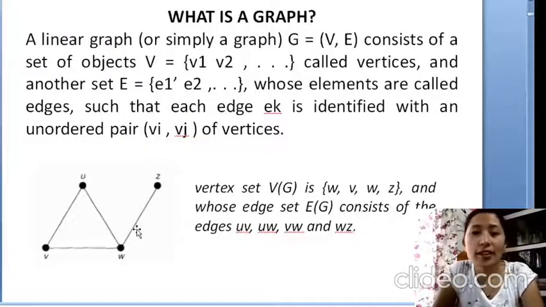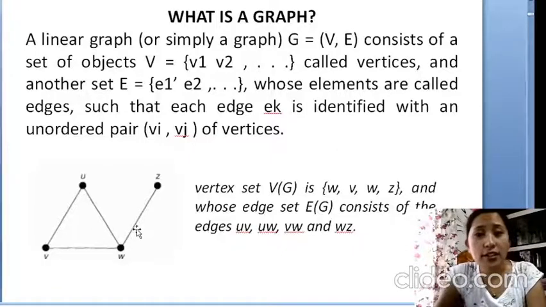Broadly, graphs are categorized into two categories, that is undirected graph and directed graph. From here we are going to discuss the undirected graph, and later we will see what a directed graph is.